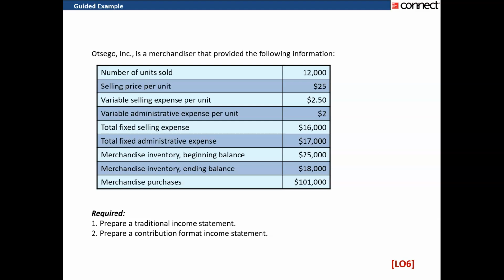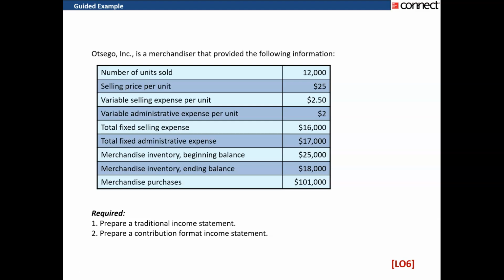Then we have our fixed expenses, which isn't per unit, it is in totality. So with variable expenses, they're going to increase as sales increase, and they're going to decrease as sales decrease. But fixed expenses stay the same regardless of how many units were made or sold.